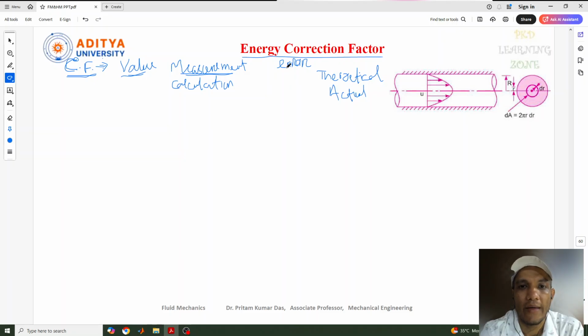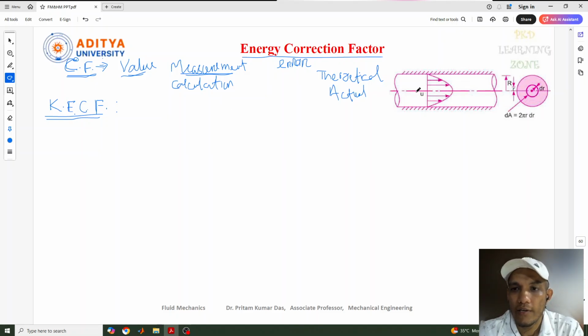Now we'll go for the energy correction factor. The energy correction factor is also called the kinetic energy correction factor. Here I have taken a pipe. In this pipe there is a flow, a liquid flowing through the pipe. Let me draw another pipe, in which the fluid is flowing.